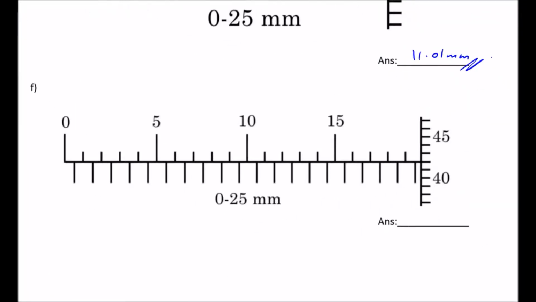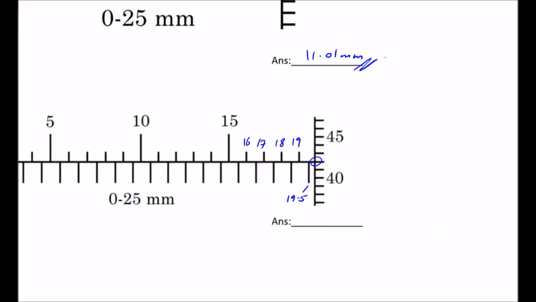Part F. This is where the timber starts. This is 16, 17, 18, 19. This is 19.5. So we write down 19.5 here. The timber reading is 42, so this is 0.42. We add them both up, it is 19.92 mm. So that's the answer.